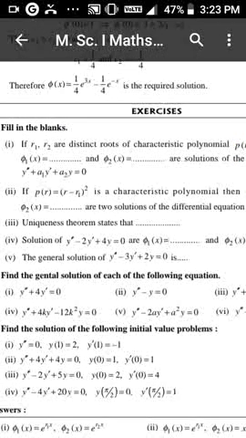Today we solve exercise questions for initial value problem. First one, filling the blanks.